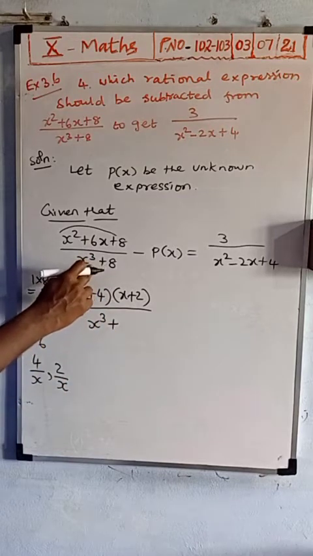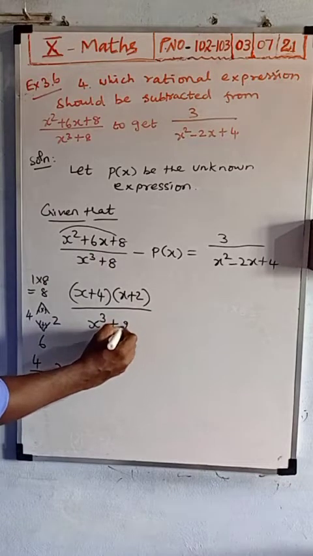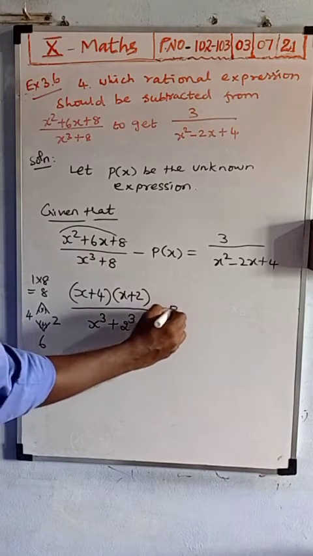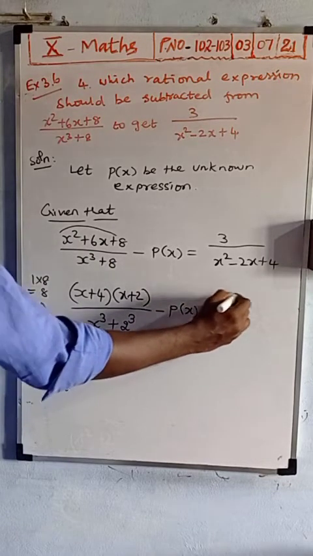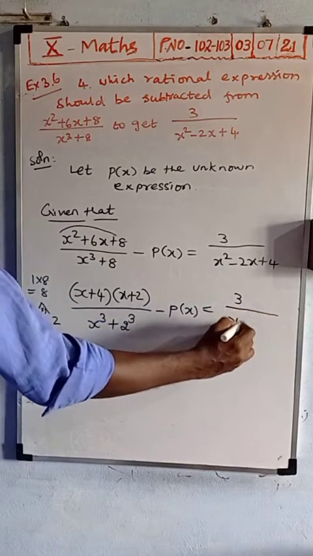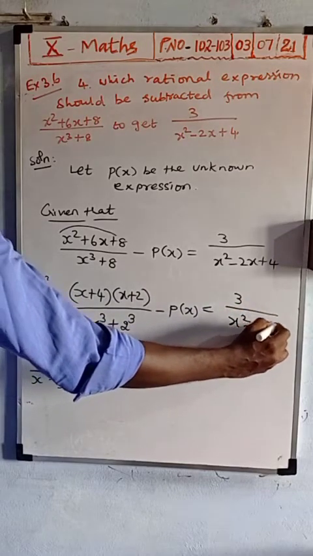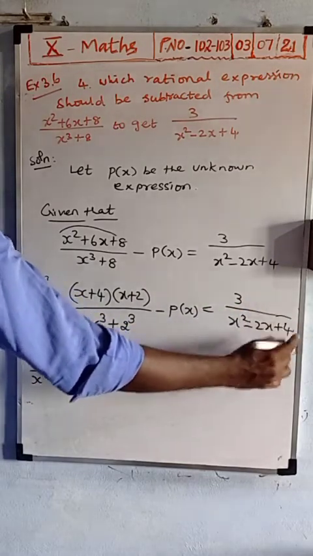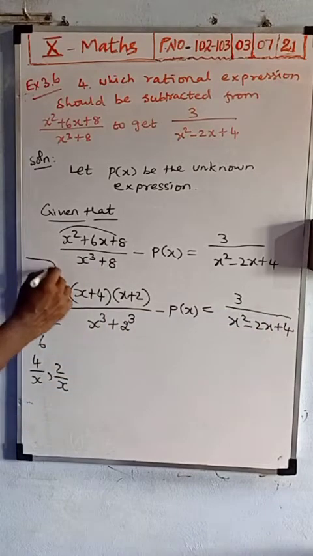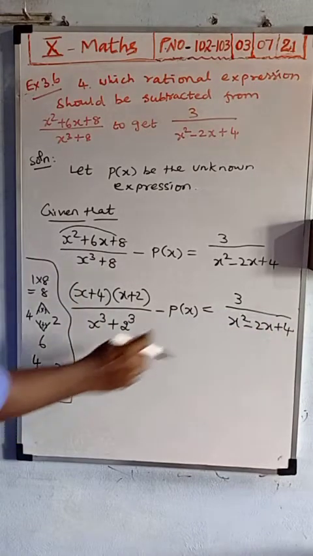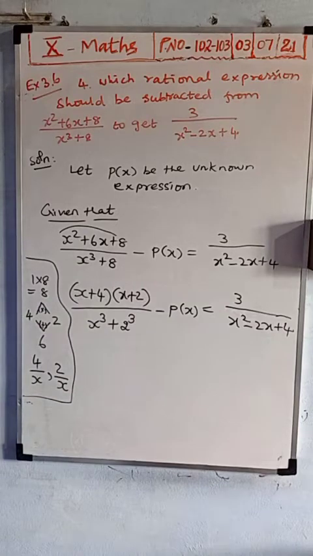Here only 2 terms are there, here cube is there, which means this number also you change into cube, so 2 cube minus p of x is equal to 3 divided by x square minus 2x plus 4. So this we cannot factorize. This is also one of the quadratic polynomials, but we cannot factorize this polynomial. Okay, so keep it as it is.